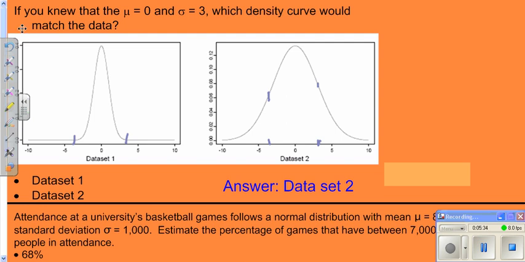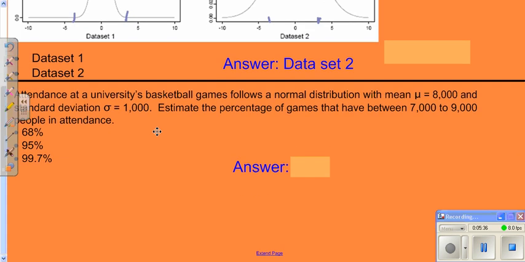So let's take a look at the next one here. You'll notice that 7,000 and 9,000 is 1,000 on each side of this. In other words, it's one standard deviation on each side of your mean. One standard deviation on each side of your mean, according to the 68, 95, 99.7 rule, is always 68% of your data.